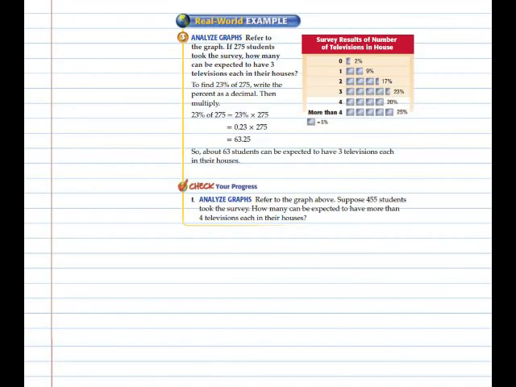The real-world example, analyzing graphs. Refer to the graph. If 275 students took the survey, how many can be expected to have 3 television sets in their home? Well, we look here. Here's 3, 23%. 23% of 275. They wrote 23% as a decimal. They multiplied. They got 63.25, which they've then rounded to 63.